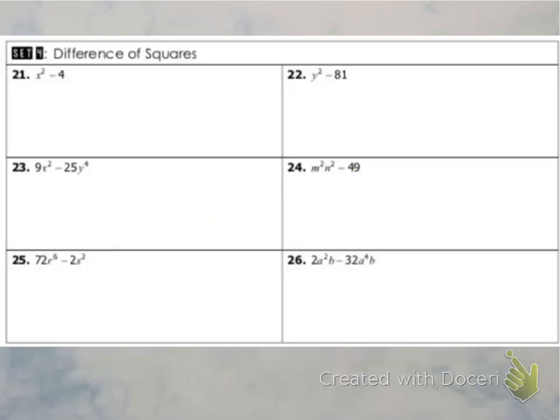So the final type of factoring we're going to look at today is a special kind of factoring pattern called the difference of squares. And what you'll notice right away about all of these remaining problems is they're just a two-term polynomial. X squared minus 4, y squared minus 81, and so on. They're just two terms. And in all of these cases, also, they are a difference. So in other words, they're subtraction.